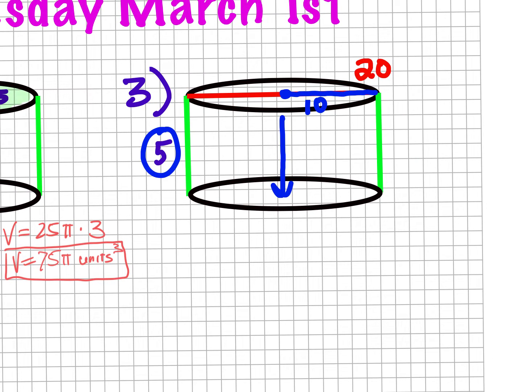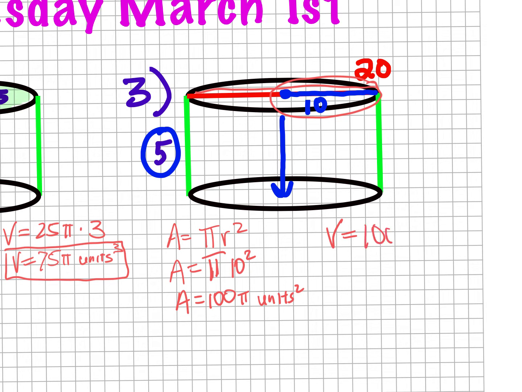For number 3, be careful. You see this diameter, which is 20, but you're not paying attention to that. We need the radius, which is half of the diameter, so you need to fill in that it's 10. So when we find the area of the circle up top, area equals pi r squared. Area equals pi times 10 squared, so area equals 100 pi units squared for the circle up top. But to find the volume, which is three-dimensional space, we take the area of that circle and we stretch it out times 5, and we get the volume equals 500 pi units cubed for 3D space.